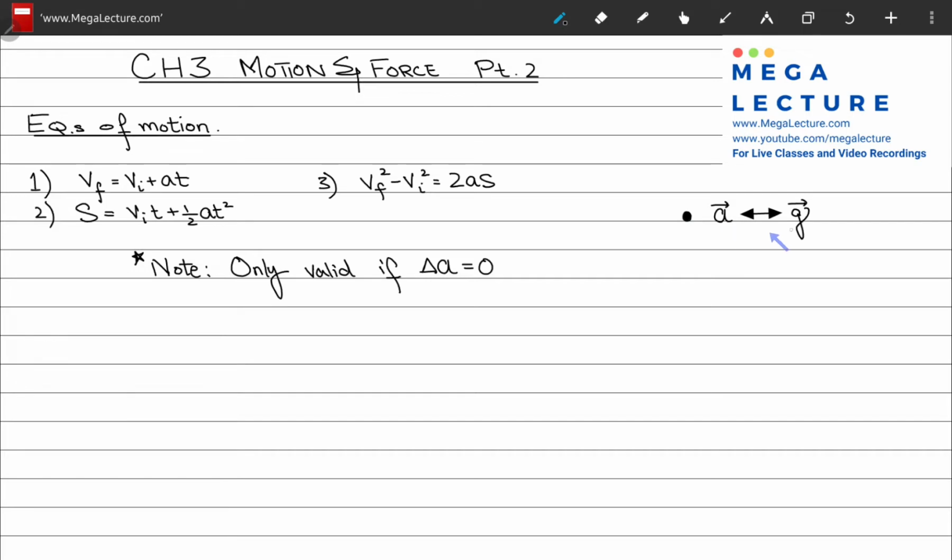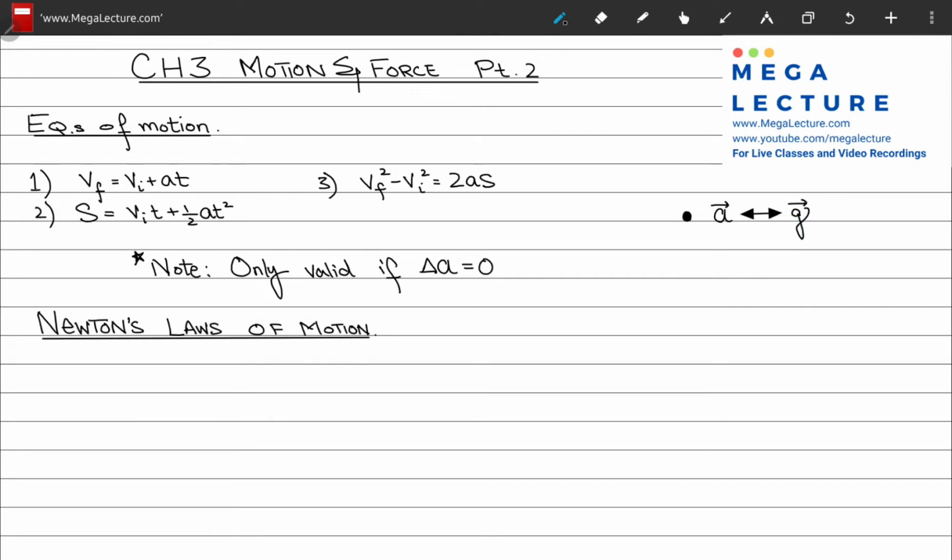Furthermore, these equations work exactly in the same way if, instead of some acceleration, which could be in horizontal or vertical motion, you only have a vertical motion where the acceleration of gravity would always be there. So in these equations, wherever you have A, you can just replace that with G, which is acceleration due to gravity.